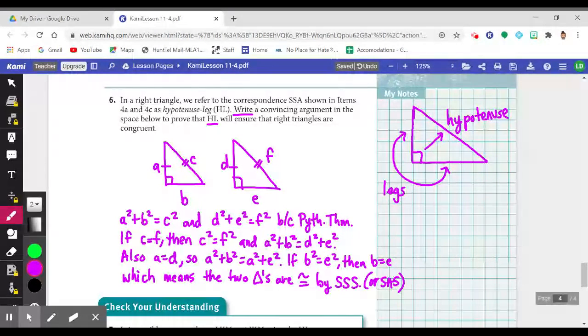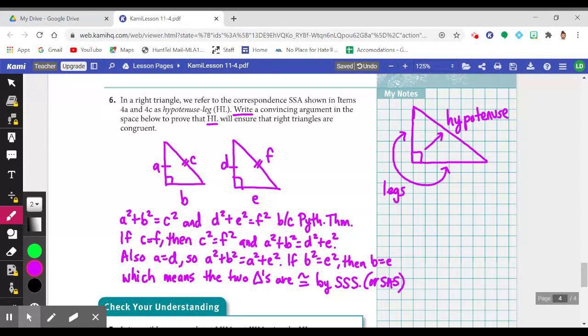So if C equals F, then C squared equals F squared, and therefore we can use substitution to replace, or technically I believe it would be the transitive property because they're the same thing. If A squared plus B squared and D squared plus E squared are equal to the same thing, then we can say that they're equal to each other. That's what this statement is.